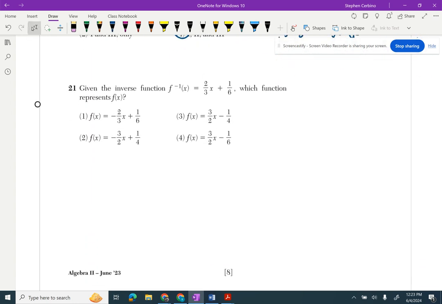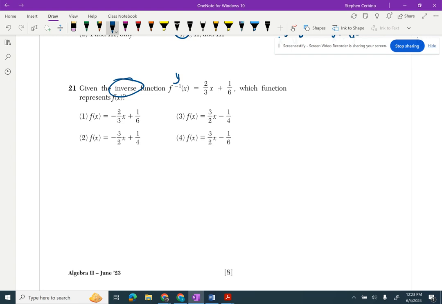Number 21 wants us to find an inverse. As soon as we see the word inverse, we are thinking switching x's and y's. So the y here is f negative 1 of x. So they're actually giving you the inverse, and I want us to know the original function. It's the same thing. Inverses have an original. If you take the inverse of an inverse, you get back the original function. So all we have to do is invert this again.